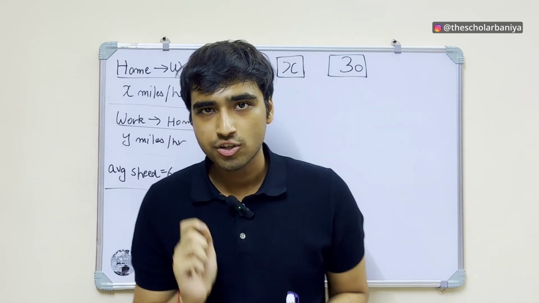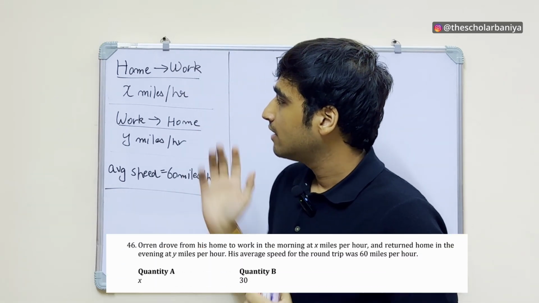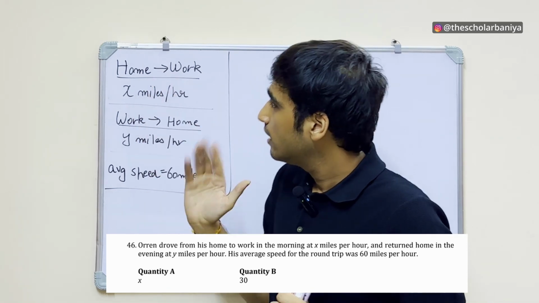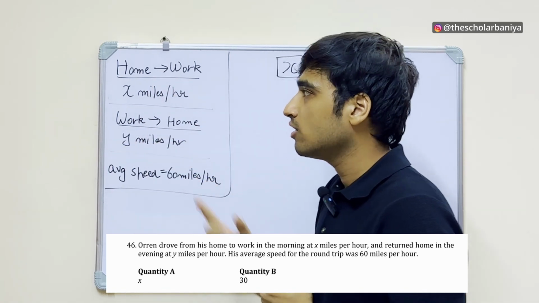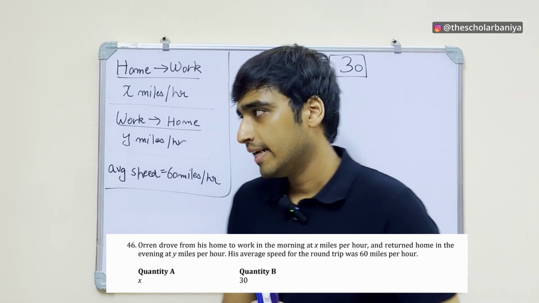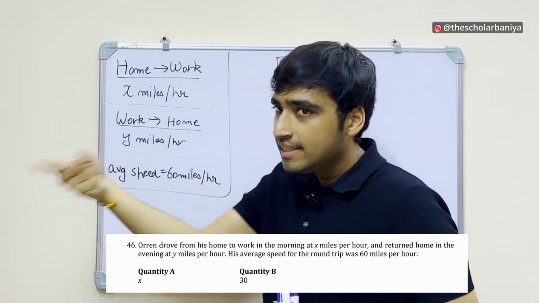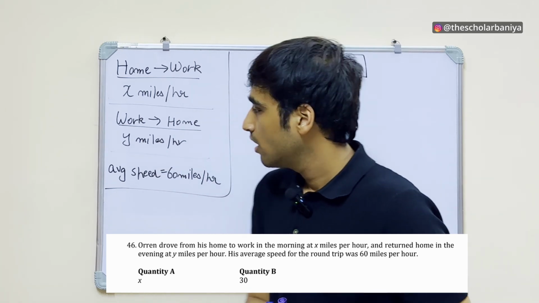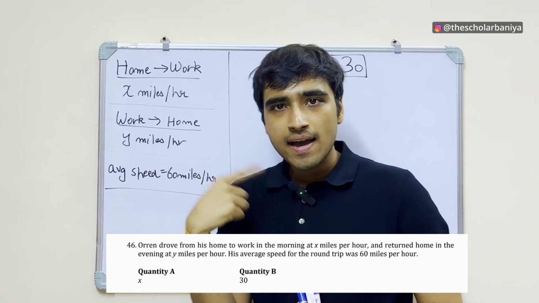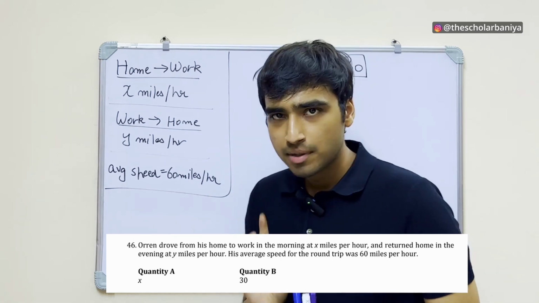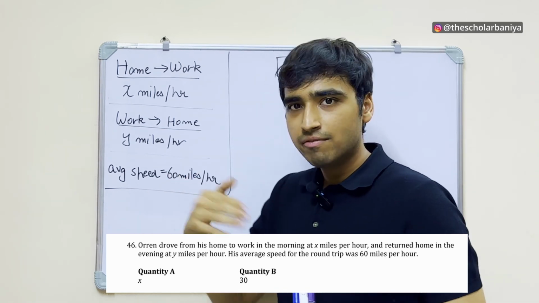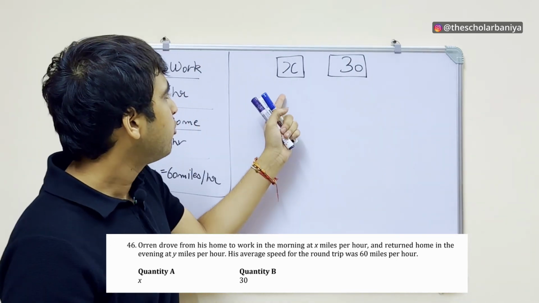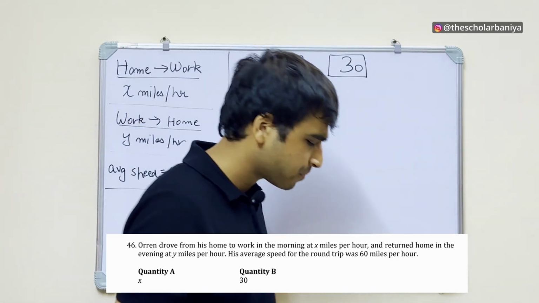So let's move on to the next question, guys. In this question, we are given that a person travels from his home to the work destination at X miles per hour. Similarly, when he comes back from work to home, he travels at Y miles per hour. His average speed for the entire trip is 60 miles per hour. So we have to compare X and 30.